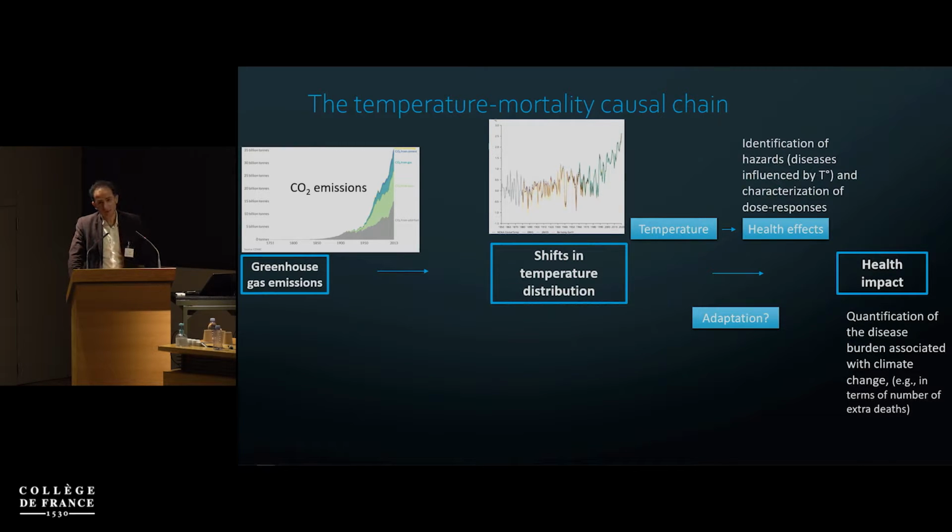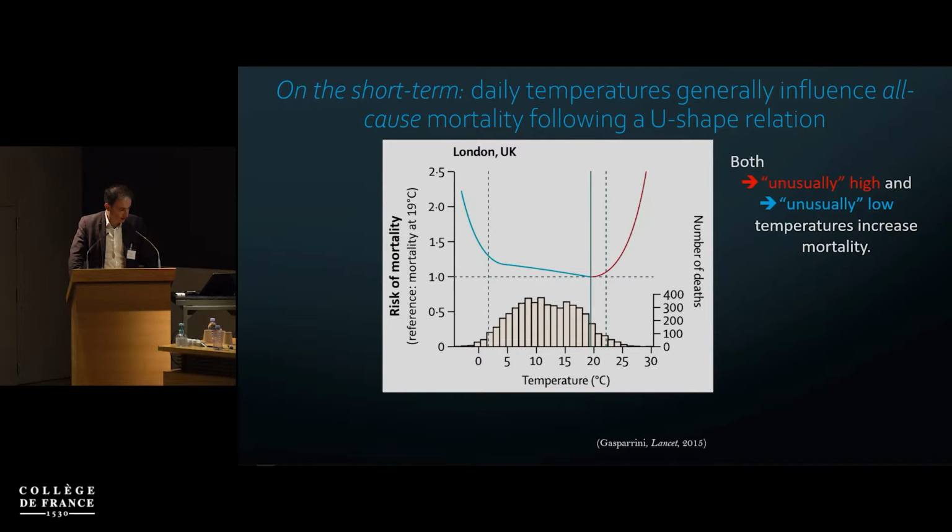The question of the relation between temperature and mortality on the short term has been studied for a long time, and results indicate a U-shaped relation globally between temperature and all-cause mortality, as in this landmark publication by the group of Antonio Gasparini in London. So this is based on data from the city of London, where you see this sharp increase in mortality after 22 degrees, and increases also with lower temperature depending on the temperature range. So both very high and low temperatures constitute a hazard for health.